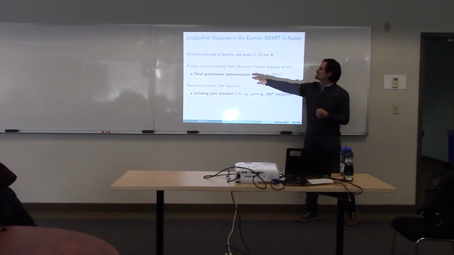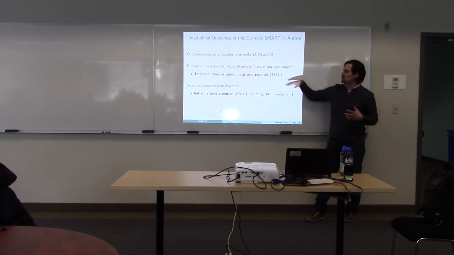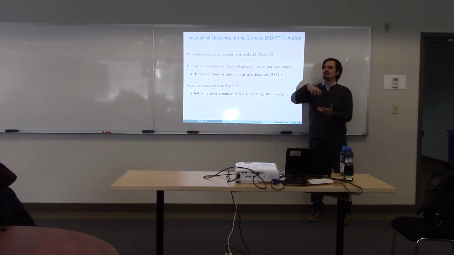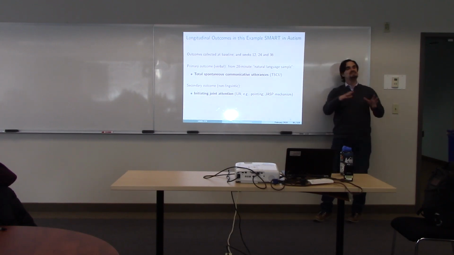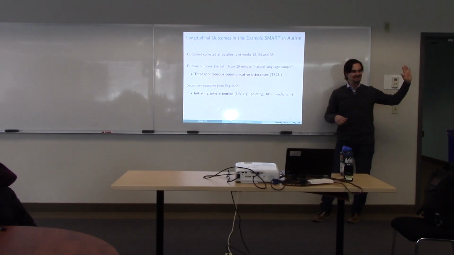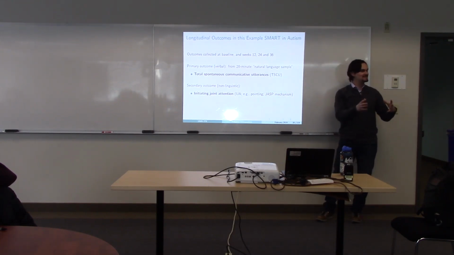So the outcomes in this study were collected at baseline, 12, 24, and 36. The primary outcome was the total number of utterances in a 20-minute language sample. They would take the child and put the child with another human, an adult they were comfortable with. This is outside of treatment. They would measure 20 minutes worth of the conversation, and then a blinded human who doesn't know what treatments the child got would count the number of spontaneous utterances in those 20 minutes. Right? If that's high, it's good.